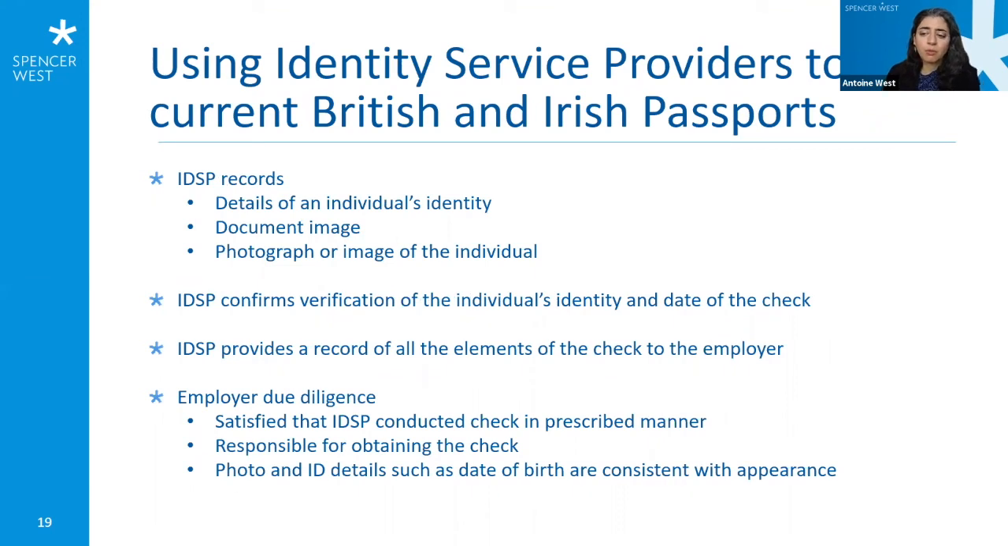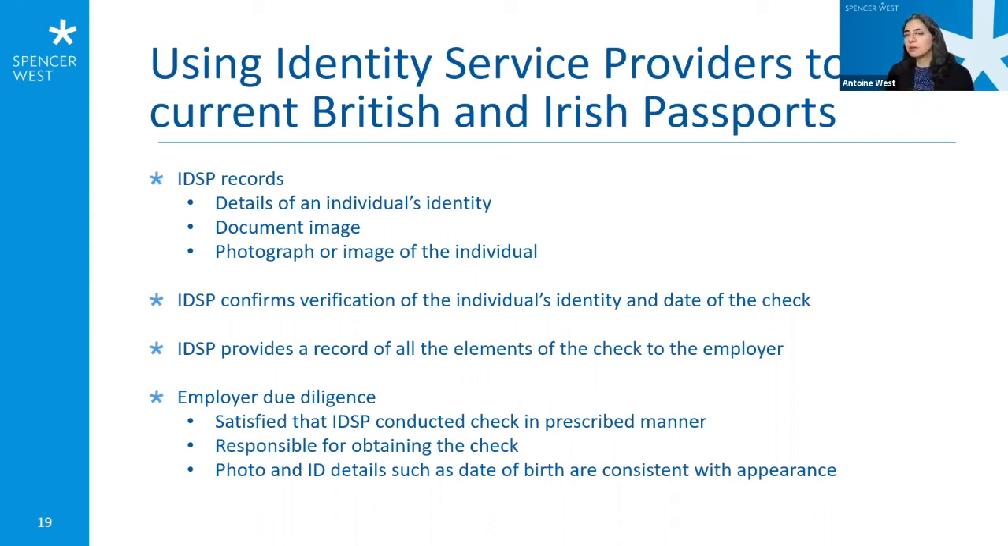What the identity service provider is going to do is record the details of the individual's identity. So, the same type of details you would expect to find on a passport personal details page, date of birth, location of birth, that type of thing. They're going to record an image of the individual's documentation and an image of the individual themselves. They're going to confirm to the employer the verification of the individual's identity and the date of the check, and provide a record of all the elements of the check to the employer.